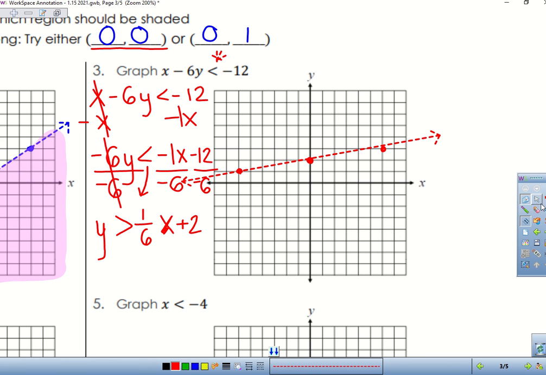So once you have your line drawn, you're going to determine the shading direction. So is the alligator eating the y? When it eats the y, it has to come out of the water. You're going to shade above. And like I said, you can also do the point test too.